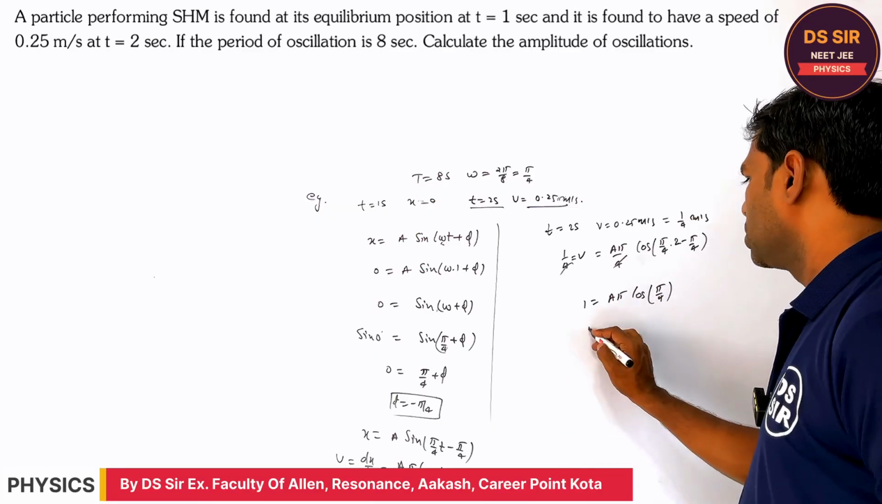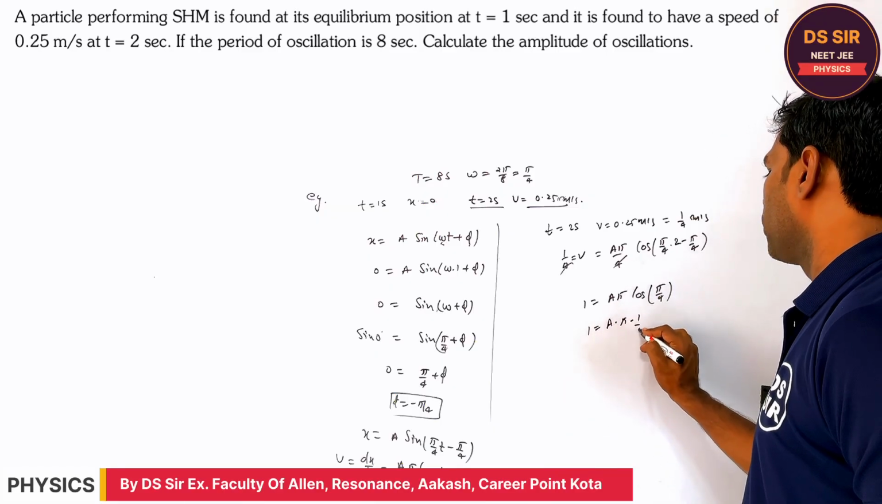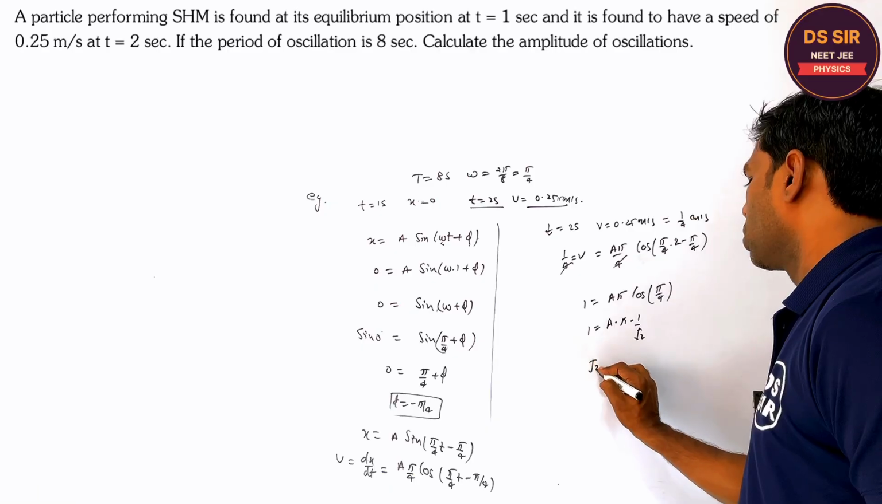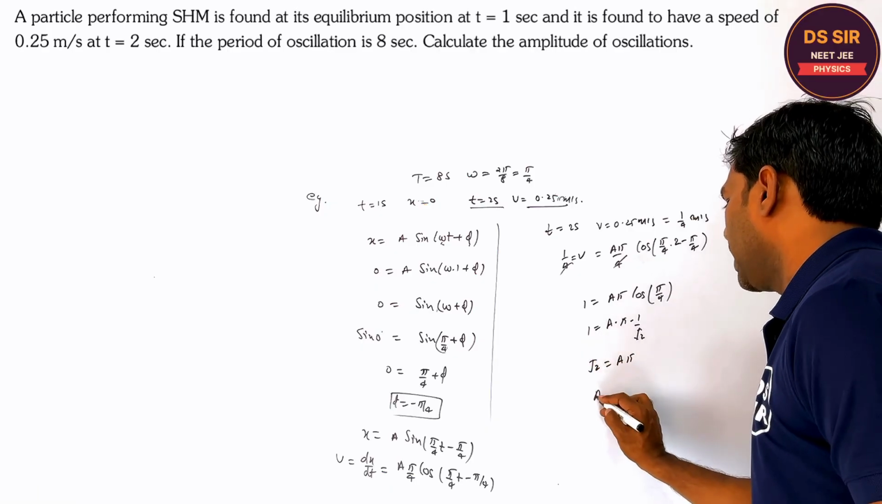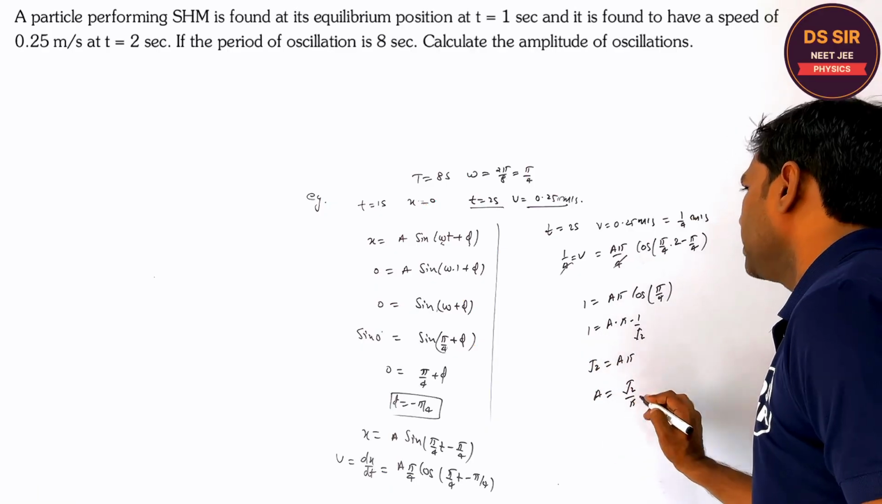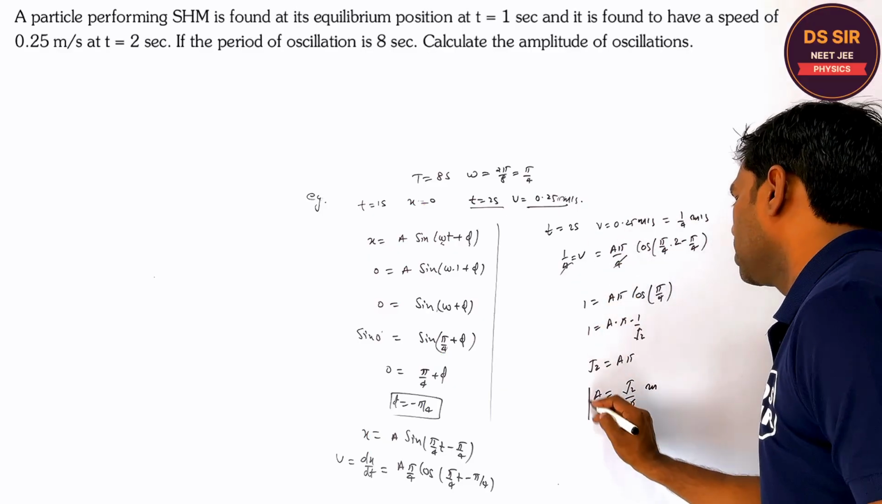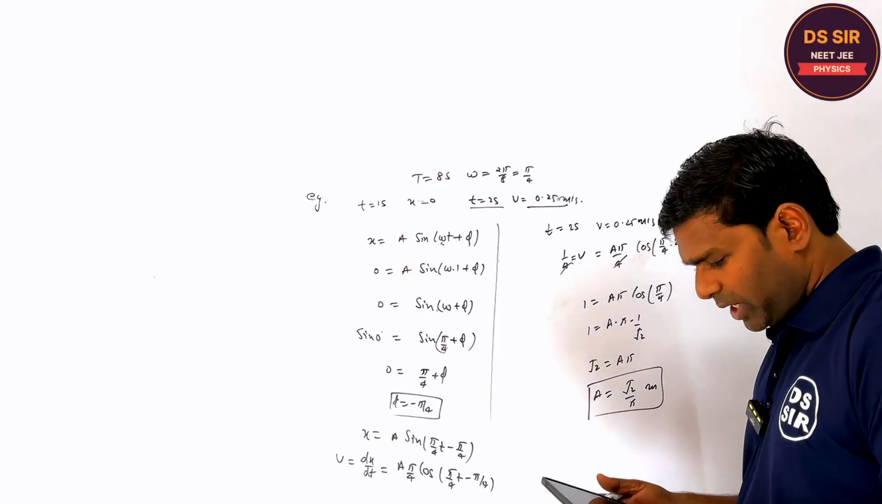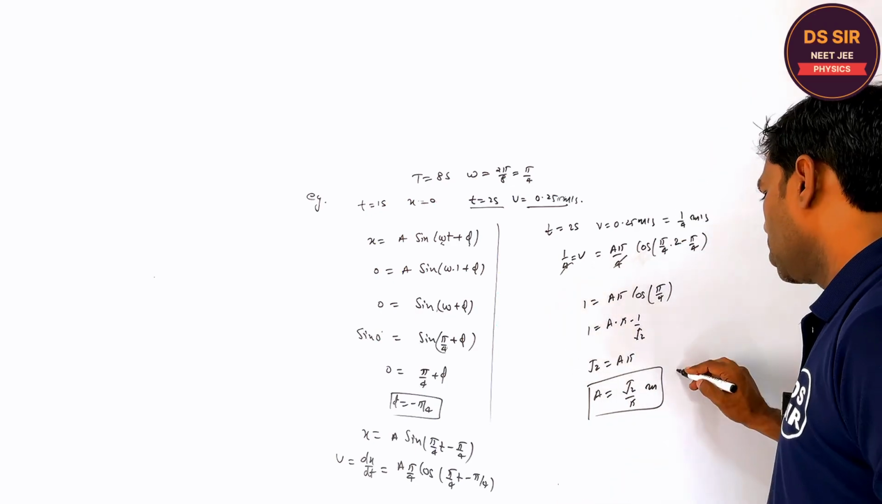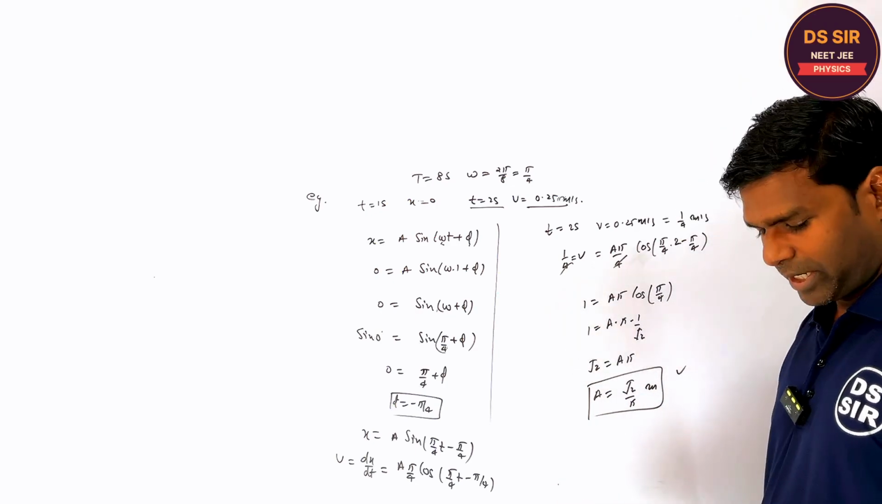Are you getting? So 1 is equal to a into pi into 1 by root 2. So root 2 is equal to a into pi. Amplitude is equal to root 2 upon pi. And what is the unit? So it is in meter. So this is the amplitude. What they are asking? So amplitude is root 2 upon pi meter is the correct answer.